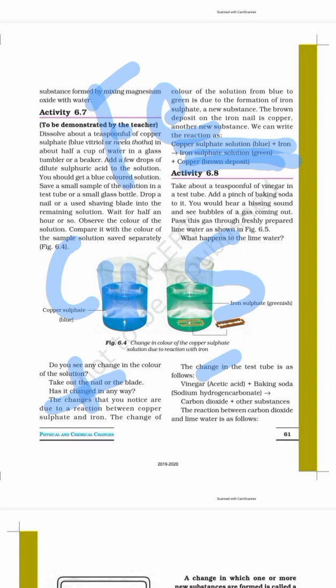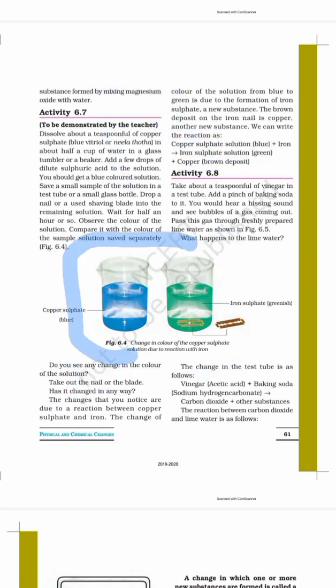Okay. So in these two beakers, they have shown you that first of all it was a blue colored solution, but if you put an iron nail in it or a blade in it, the color of the solution changes to green. Why? Because now ferrous sulfate is formed. So this is about the experiment.